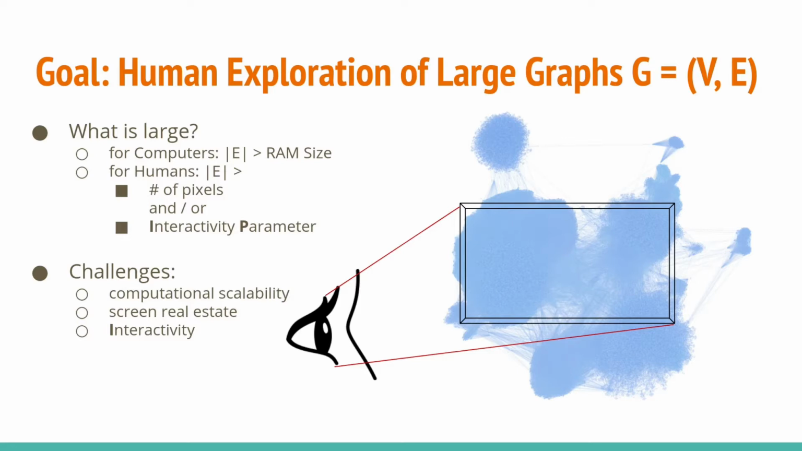This is partially due to the physical constraints of our screens, but also the computational ability to allow a user to manipulate layouts in real time. Thus, a desirable graph exploration system should be computationally efficient for large graphs while providing interactive control without overwhelming the user.